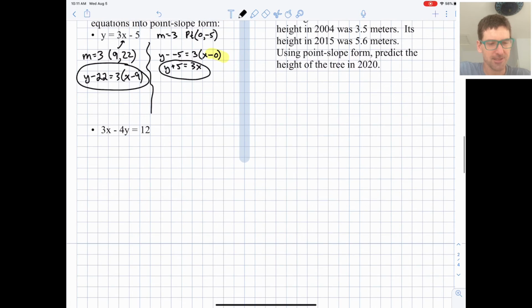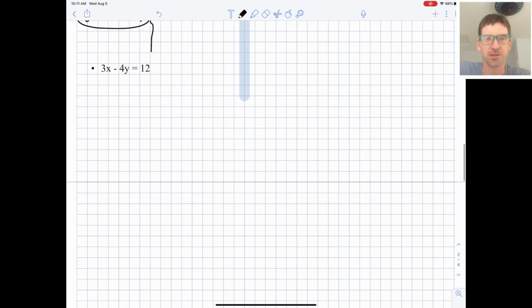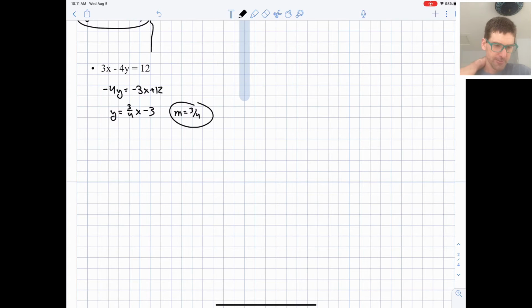Next one is a standard form equation, and we're going to work on trying to get that into point-slope form. And what I'm going to do here first is actually go through slope-intercept form. I'm going to get y equals mx plus b first, and then go into point-slope form. So let's solve for y. So we have negative 4y equals negative 3x plus 12, if we subtract 3x from both sides, and divide by negative 4, we get our slope-intercept form. And so now we know our slope is 3/4. So that's good to keep track of.